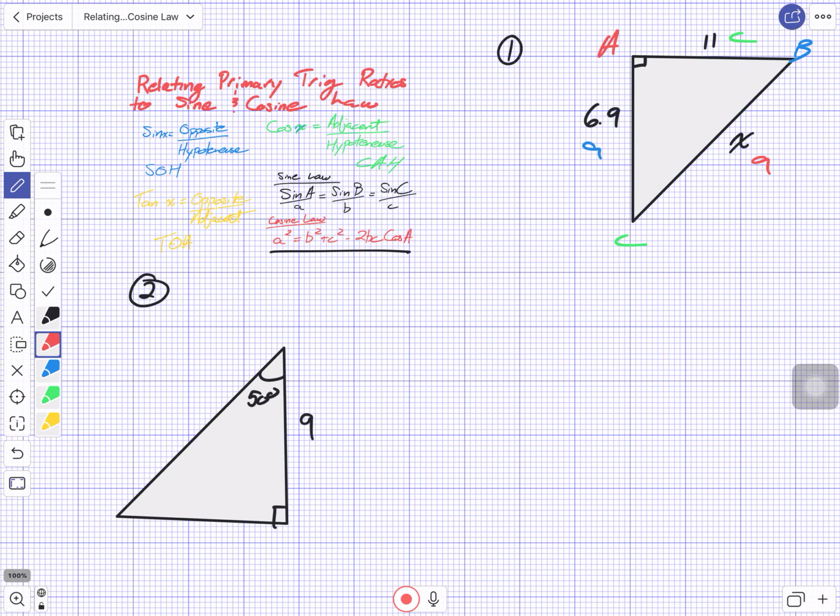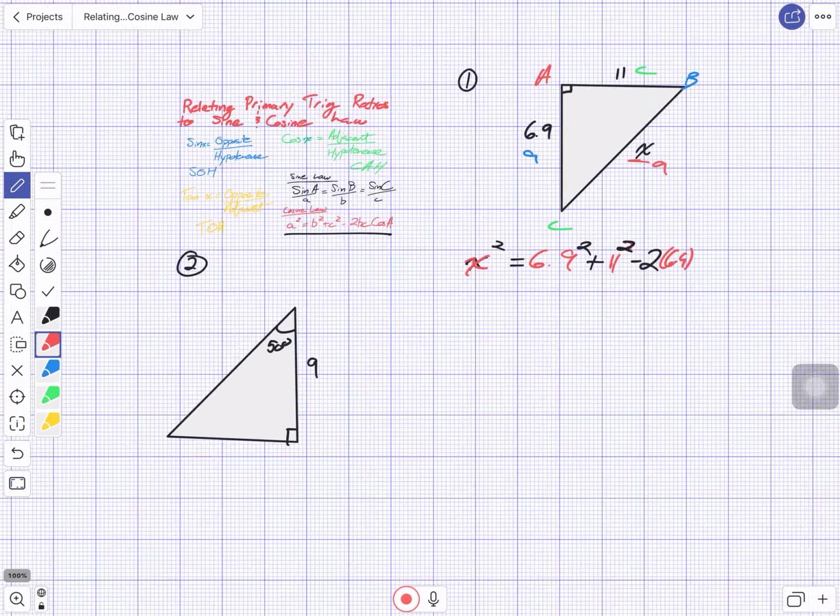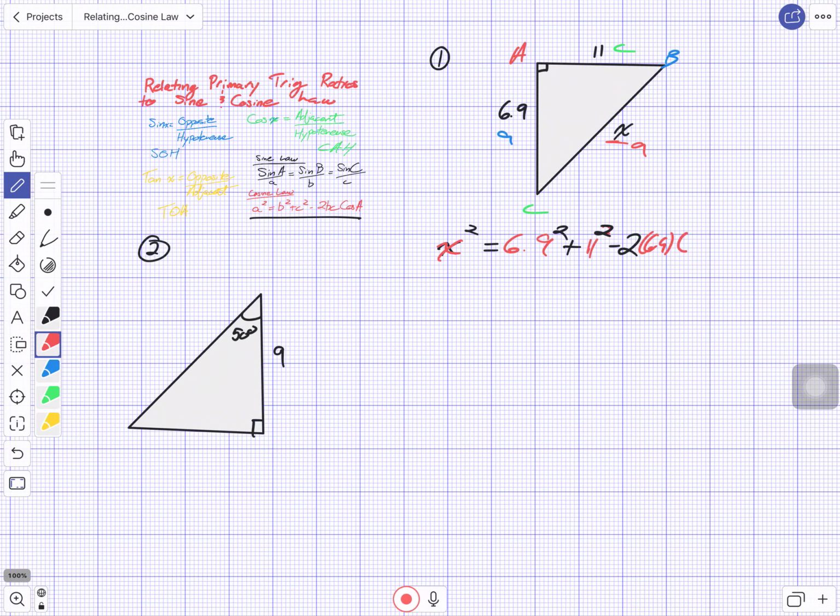So a squared, that's our x, so we're going to replace that in the formula. It becomes x squared, which I'll write in red, is equal to b, which we said is 6.9, so 6.9 squared plus side c is 11, so 11 squared, minus 2 times 6.9 times 11 times cos, and then cos 90. That's going to become really important here, okay?